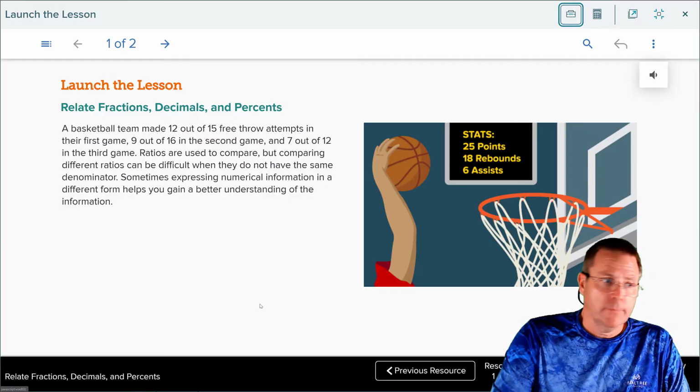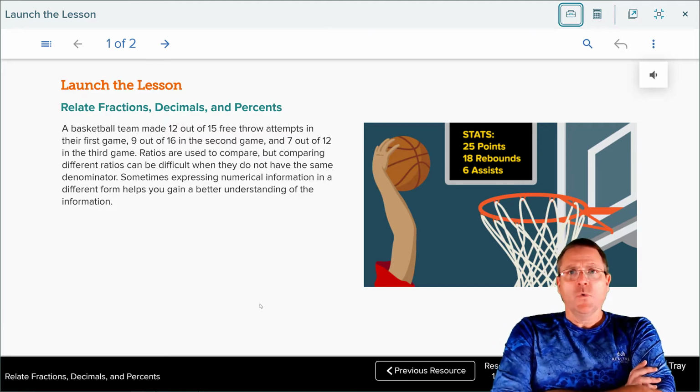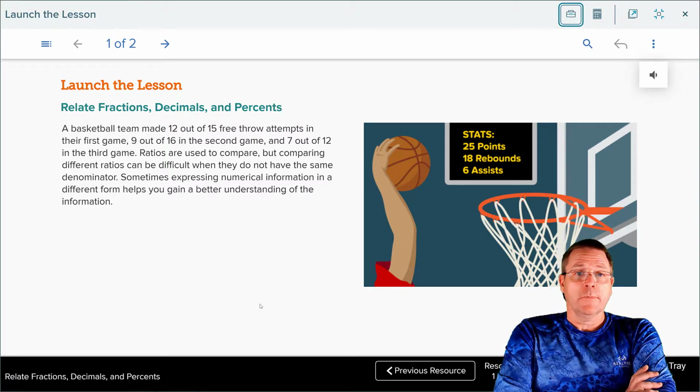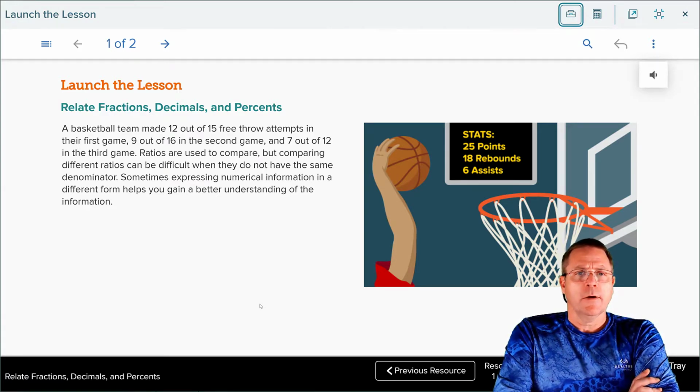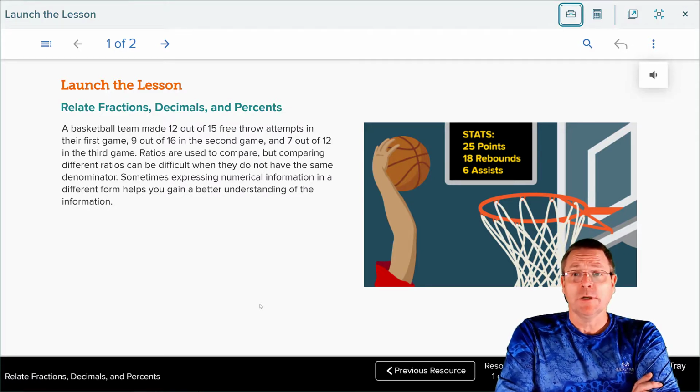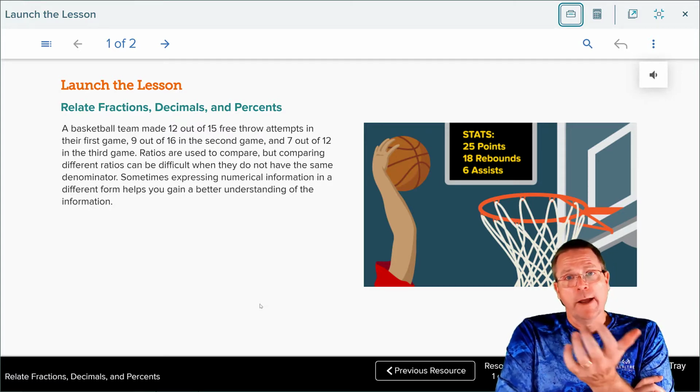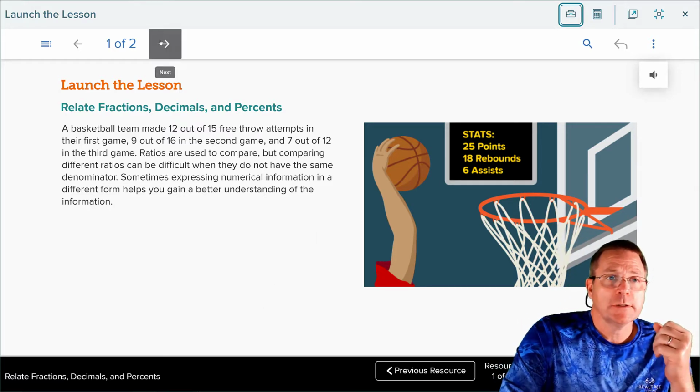Let's get started. A basketball team made 12 out of 15 free throw attempts in the first game, 9 out of 16 in the second game, and 7 out of 12 in the third game. Ratios are sometimes used to compare, but comparing different ratios can be difficult when they do not have the same denominator. Sometimes expressing numerical information in a different form helps to gain a better understanding of the information. And that's the kind of stuff we're talking about here, comparing fractions, decimals, and percents.